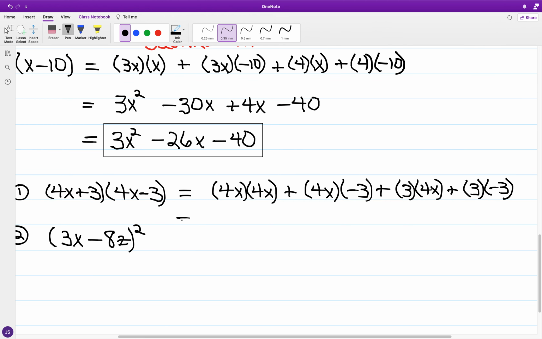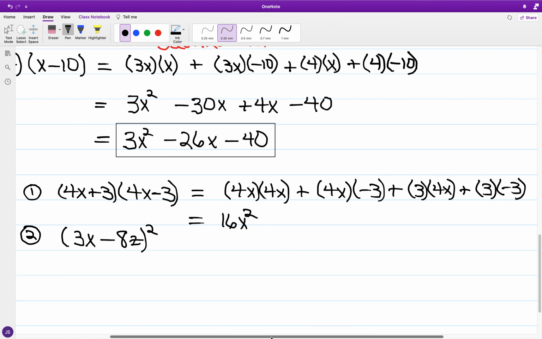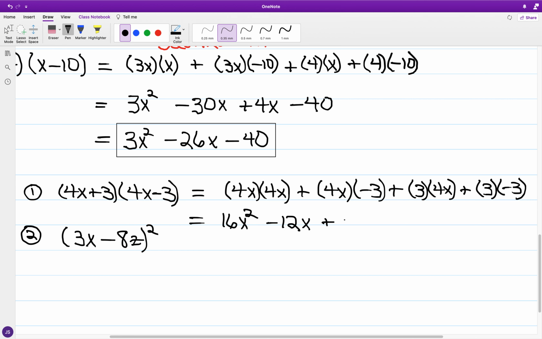And looking at what we have now, okay, so you have 4x times 4x. So this will be 16x squared. And for the outside product, we have 4x times negative 3, so this will make negative 12x. Inside product, we have 3 times 4x, which will make 12x. And 3 times negative 3, so this will form negative 9. And just for the results, we have 16x squared.